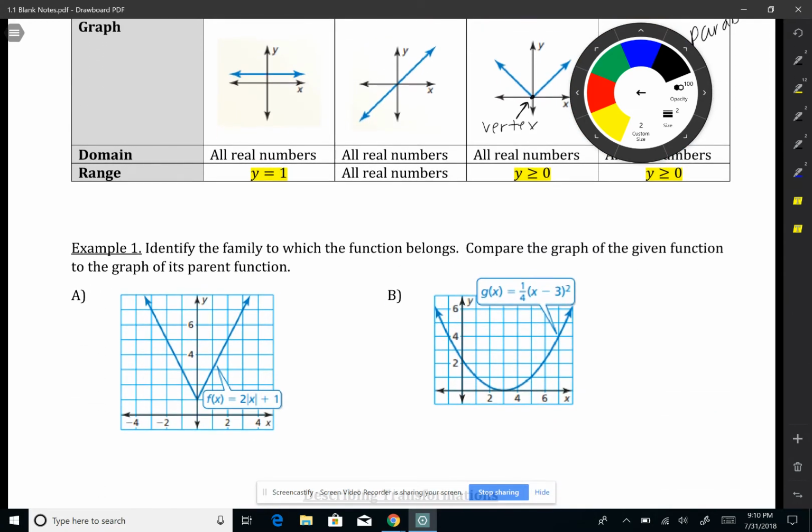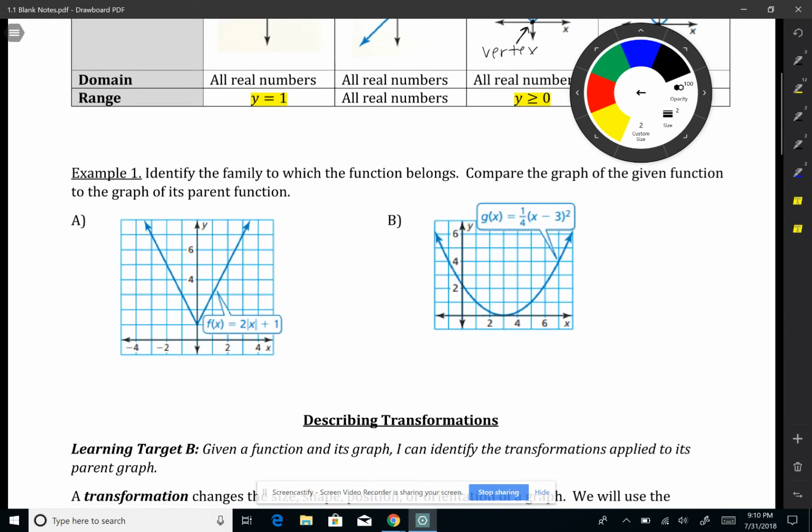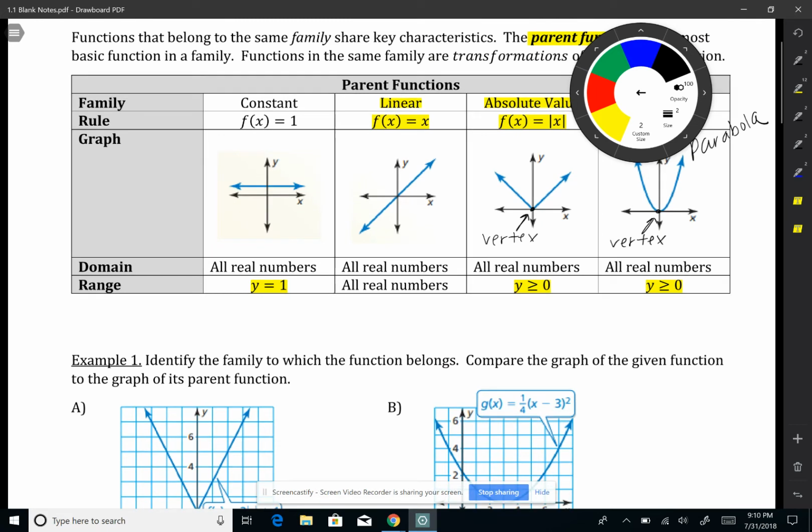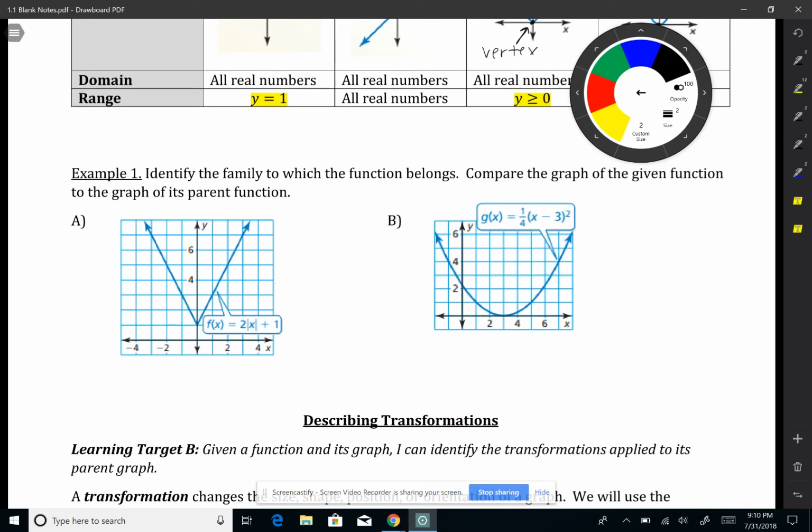Example 1, identify the family to which the function belongs. Compare the graph of the given function to the graph of its parent function. So basically the goal here is we look at this graph in A. Obviously we see the graph is V-shaped, and then we also see the function f of x equals 2 times the absolute value of x plus 1. So that kind of gives away the family. We see it in the function, and we should also be able to identify that it's V-shaped like our parent graph up there. So the family here is absolute value.